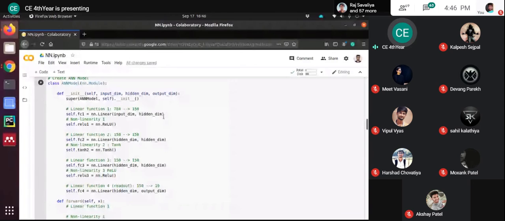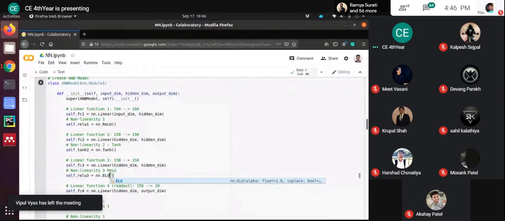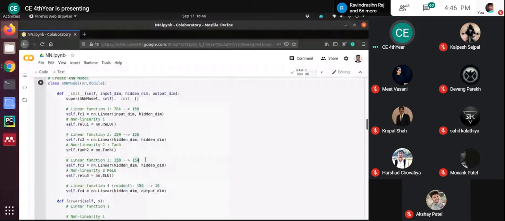There is another activation function you can also use. That is ELU. Or if you want, you can also stick to the ReLU. Fine, it doesn't matter. So done.